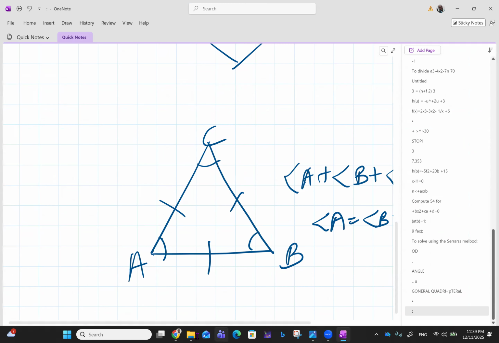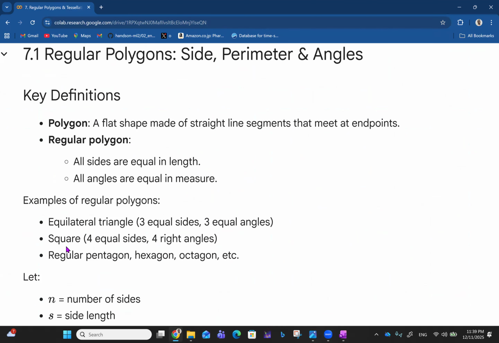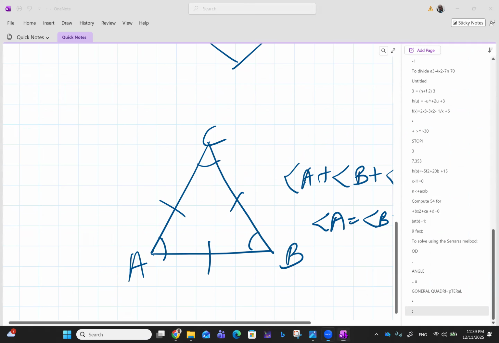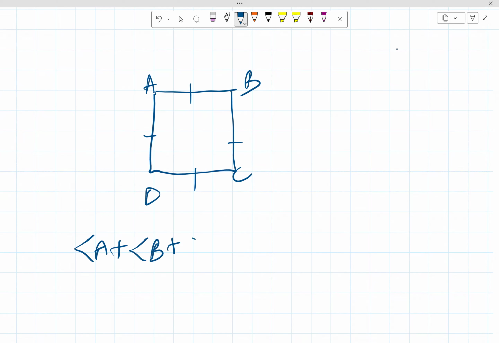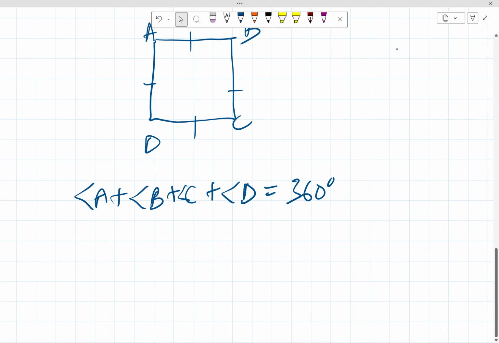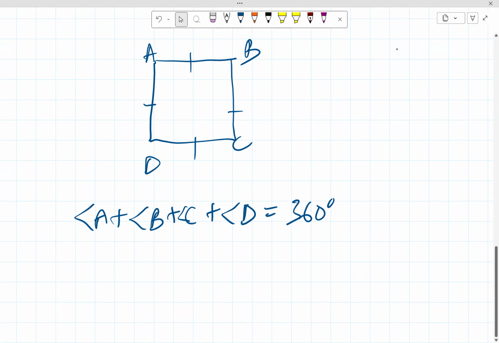Then the next regular polygon would be a square with four equal sides and four right angles. Four equal sides and four equal angles, technically. For a square, I can use the grid. This is 1, 2, 3, 4. 1, 2, 3, 4. This and this. This is equal to this, equal to this, equal to this. So if we have this to be A, B, C, D, we know that angle A plus angle B plus angle C plus angle D is equal to 360 degrees. And that's 4 now, right? So for a square like this, all the angles have to be equal.